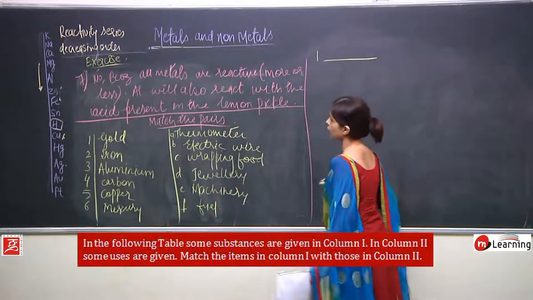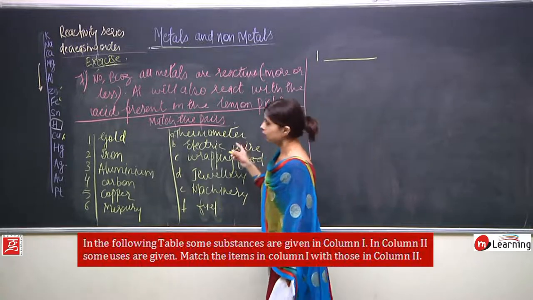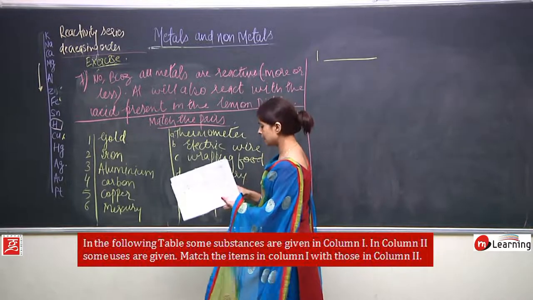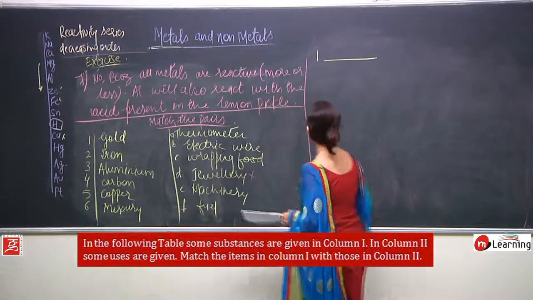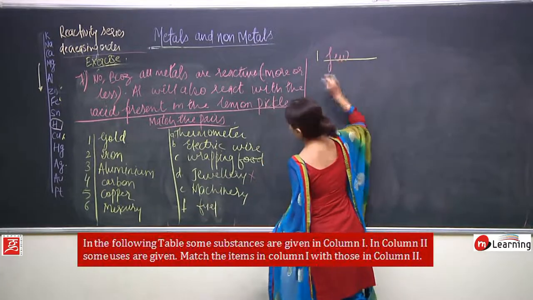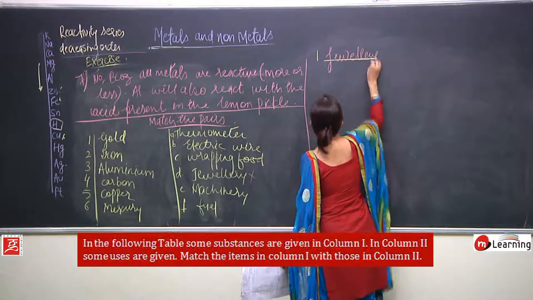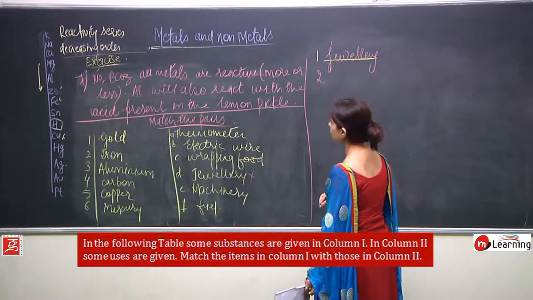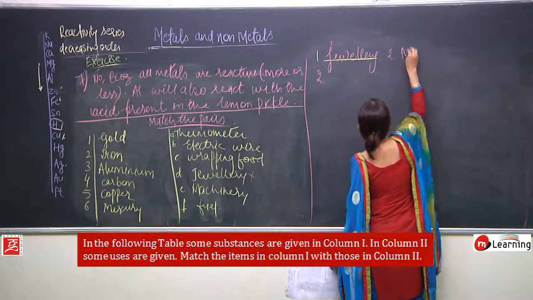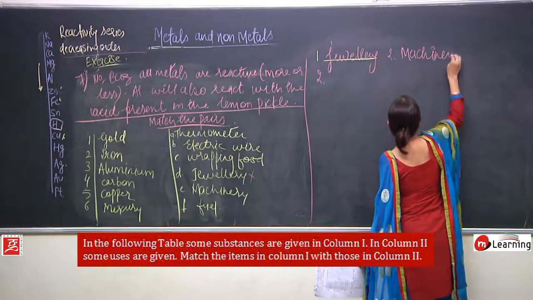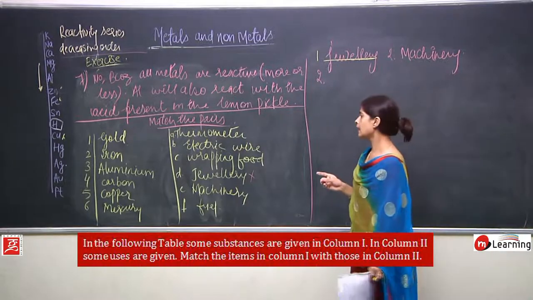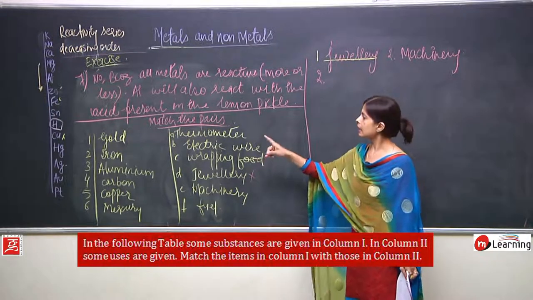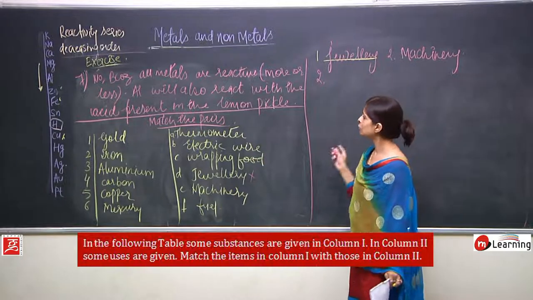For first is what? Gold. Now see, thermometer, electric wire, wrapping food, obviously gold is what? Jewelry. So this one is done. Gold is what? Jewelry. Correct? Now second, iron. Iron has to be what? Machinery. Iron is machinery. We all know so many machines are being made by the iron. Obviously, we can't make jewelry from the iron, and we can't make machinery from the gold. So obviously these are the correct answers.